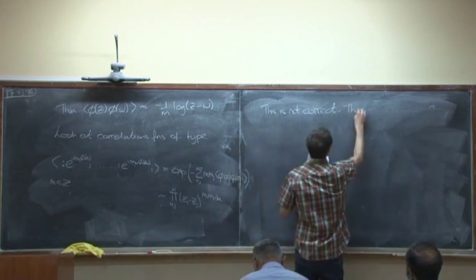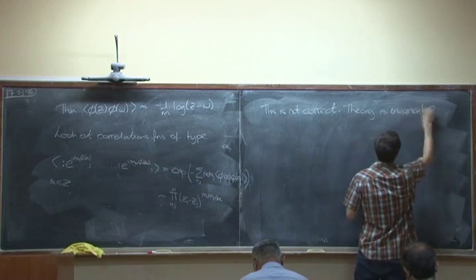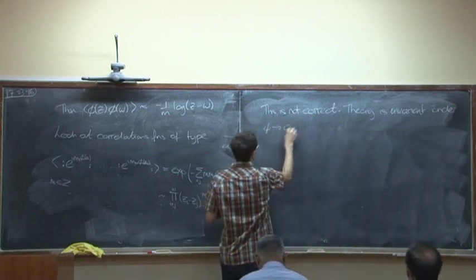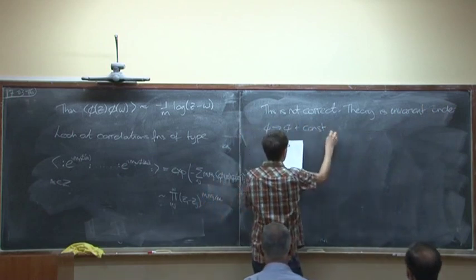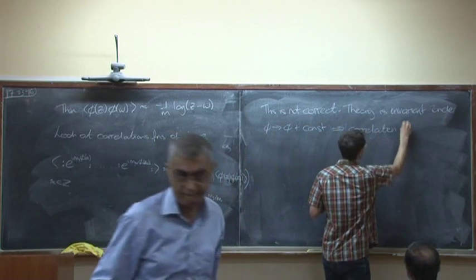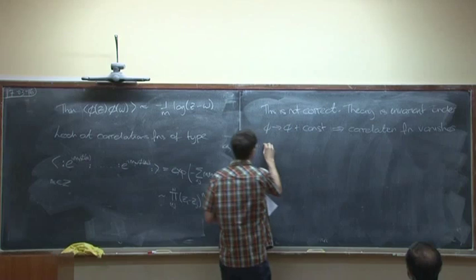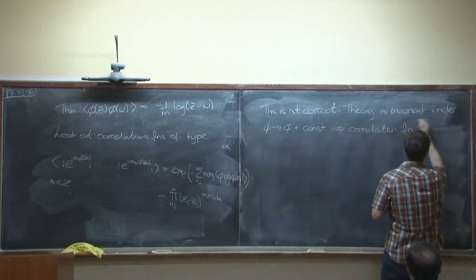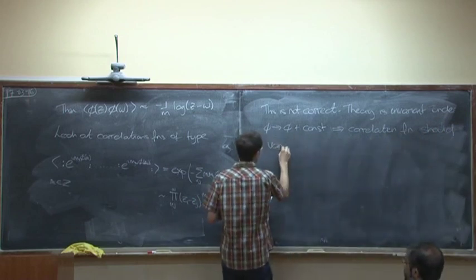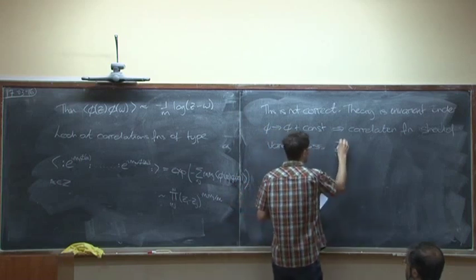So the theory is invariant under phi goes to phi plus a constant, which means that the correlation function vanishes. Let me say, should vanish, unless the sum of the n_i's is zero.